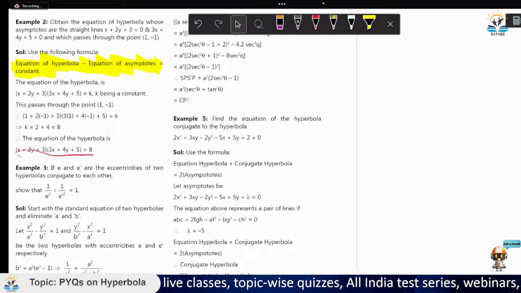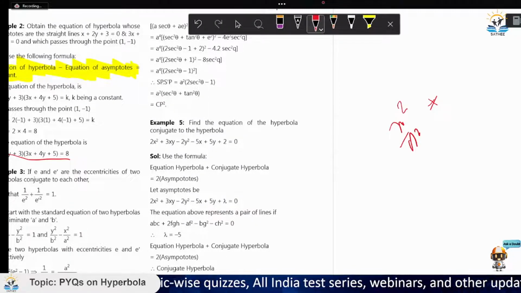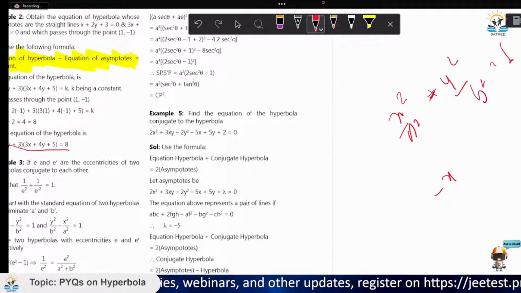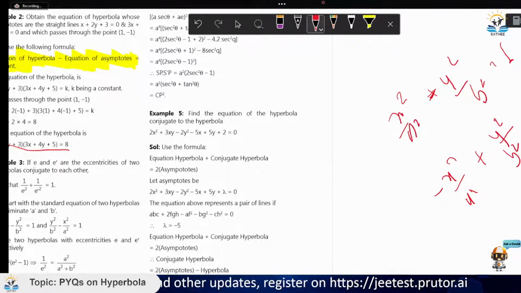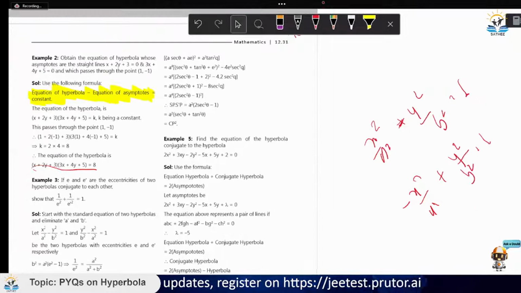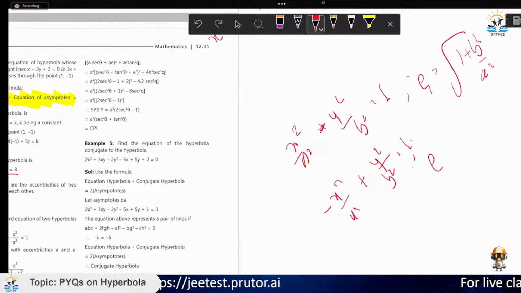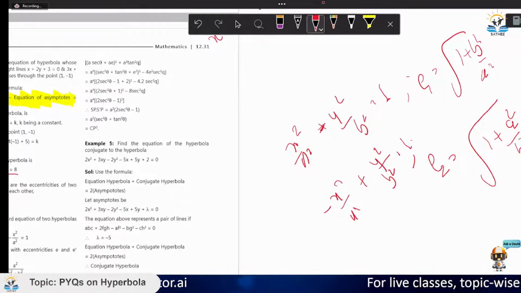So see, we know what a conjugate hyperbola is, right? x square by a square minus y square by b square equals one is a normal hyperbola. Then the conjugate looks like minus x square by a square plus y square by b square equals 1. So the eccentricity in this case is root of 1 plus b square by a square. Let's label them as eccentricity 1 and eccentricity 2. So eccentricity 2 becomes root over 1 plus a square by b square. It's as simple as that.